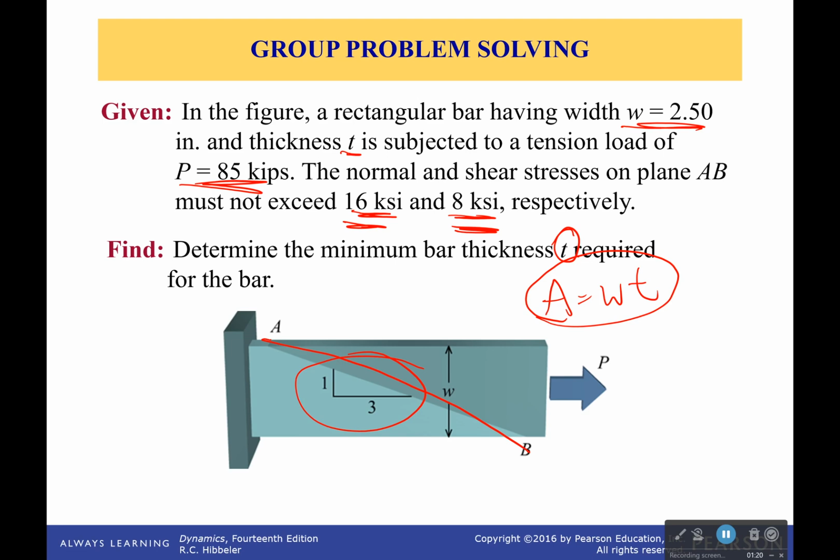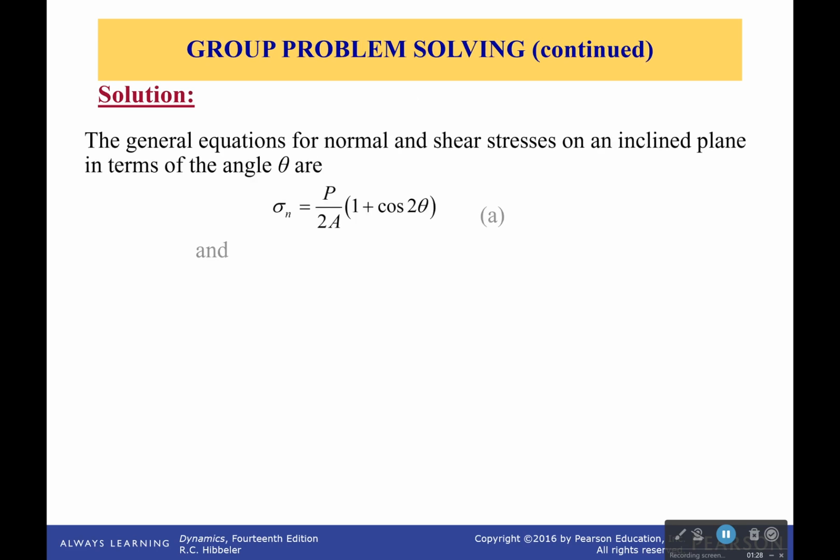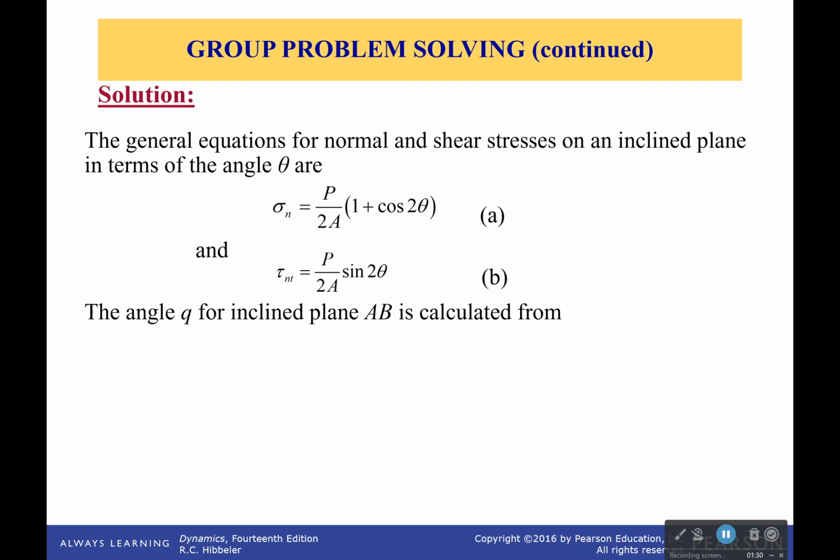So 3, 2, 1. Okay, you're back, so let's try this out together. Now we can go ahead and write our general equations for the normal and shear stress once again, but we don't know what the area is. So we're going to have to input that to help us out. We also don't know what that angle theta was, but we can figure that out pretty quickly by using tan of theta. So opposite over adjacent, 3 over 1. So theta is going to be equal to 71.56 degrees.